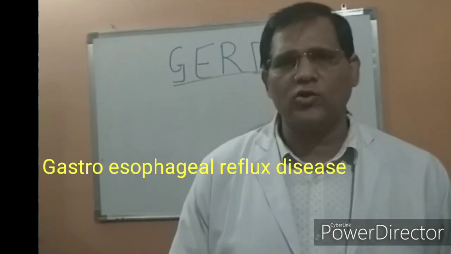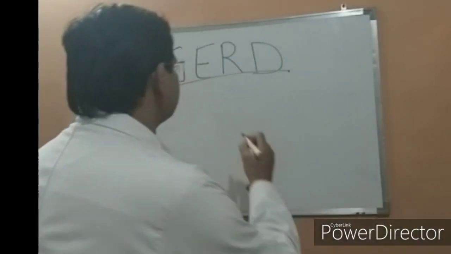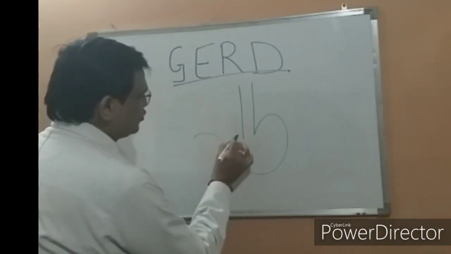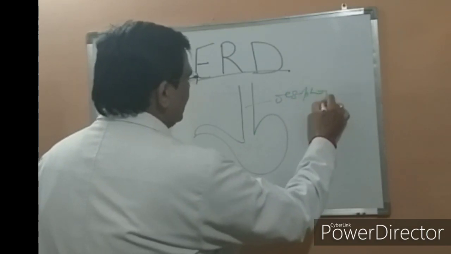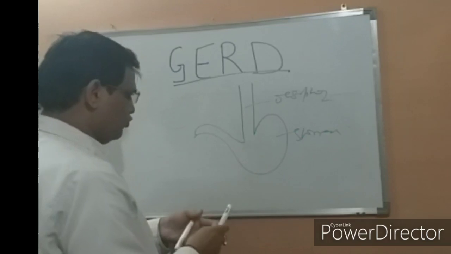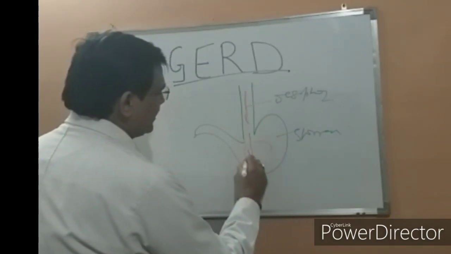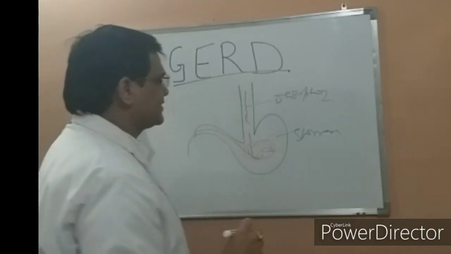So before explaining you about GERD, I would like to tell you something about the anatomy of our body and why this GERD is there. This is our food pipe or esophagus. This is connected to the stomach. So this is the esophagus and this is the stomach. This is the direction of the food. You see the food travels from the esophagus, comes to the stomach. Here the digestion takes place. Then it goes to the small intestine, that is the duodenum.